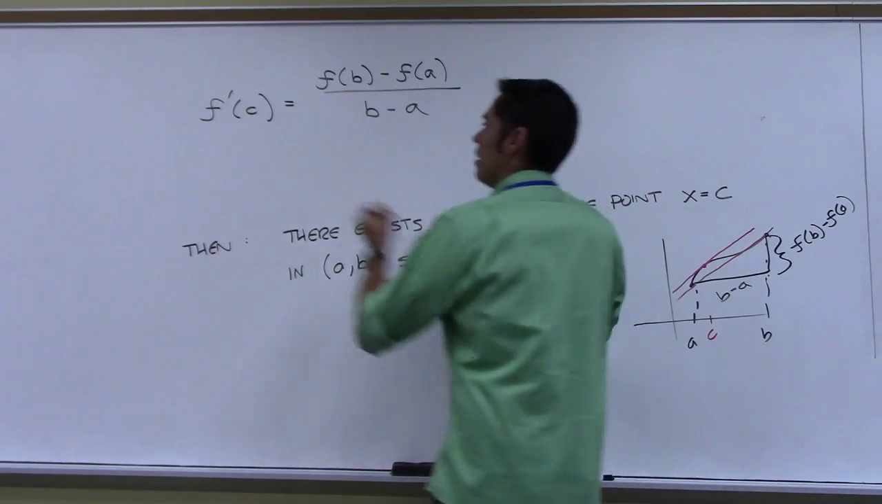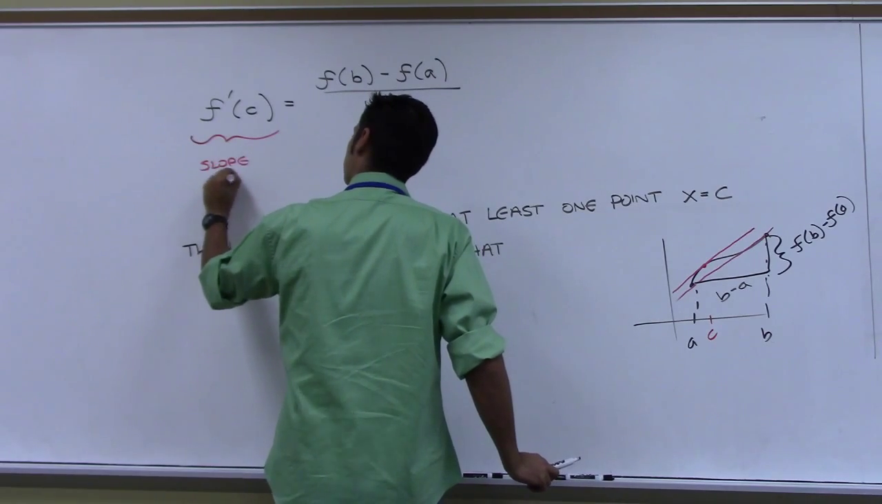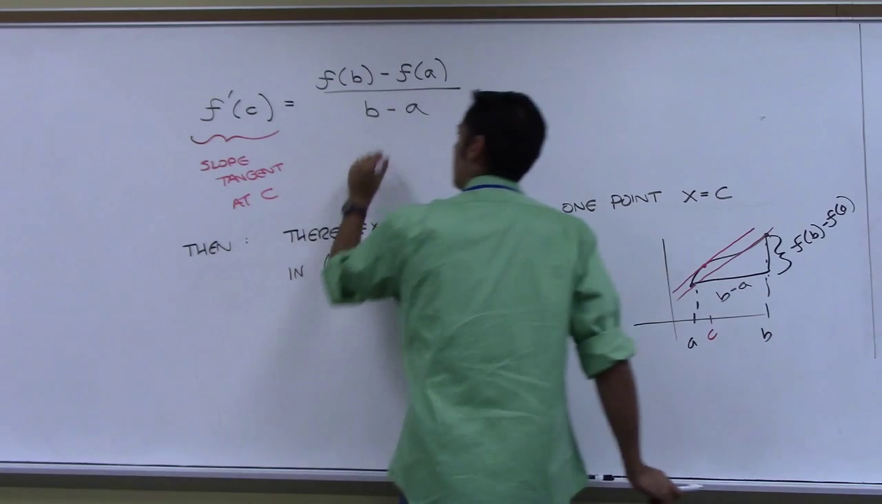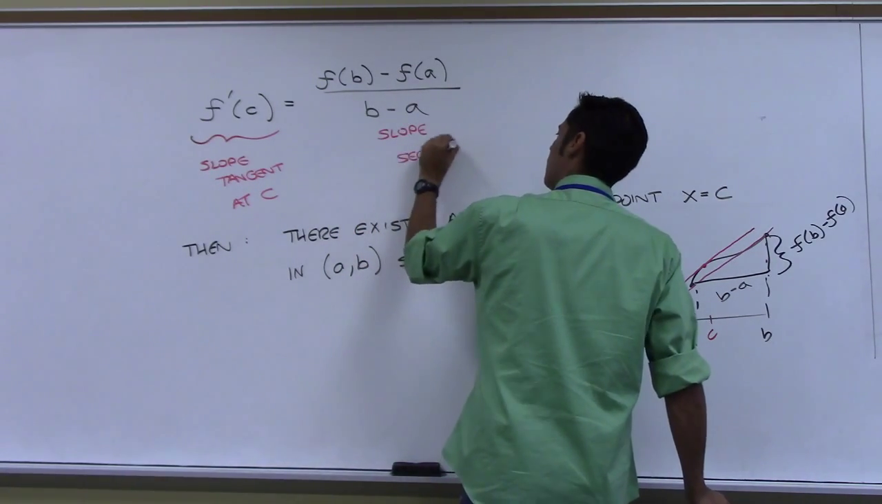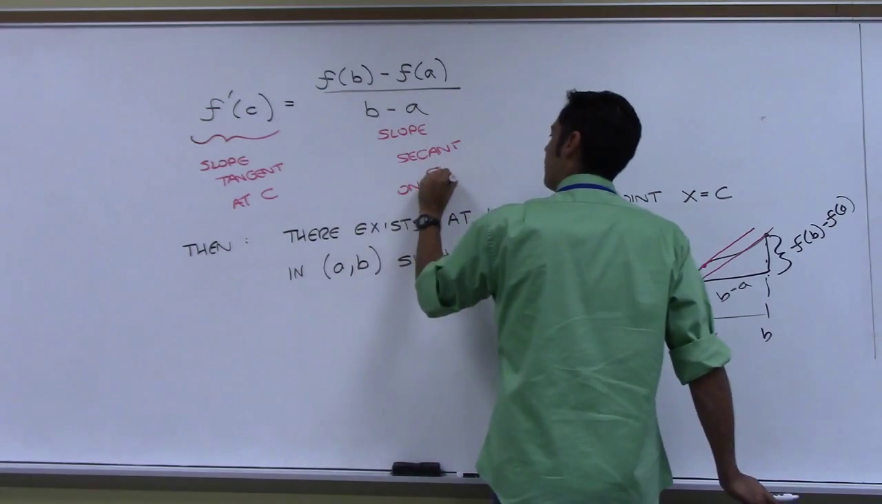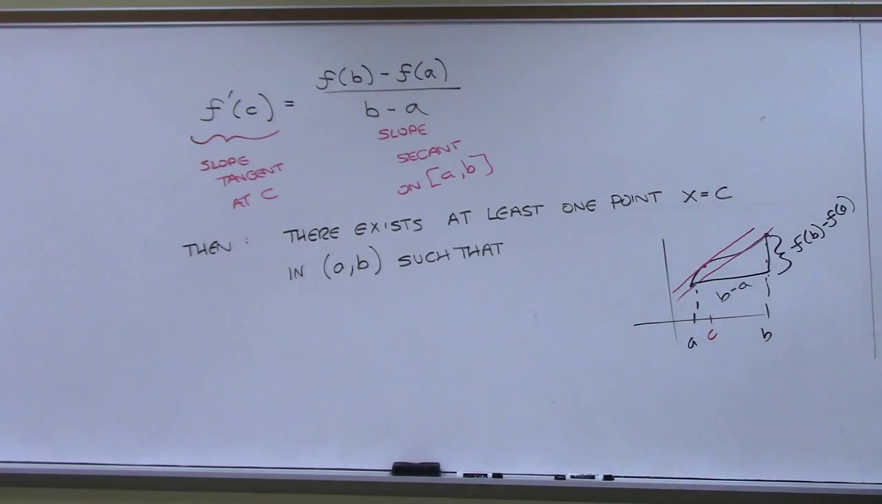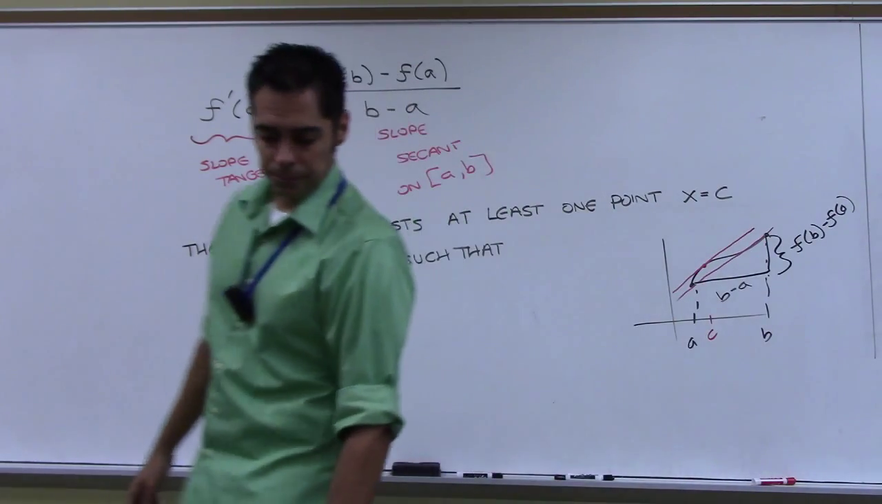So that's what this is saying. This is the slope of the tangent at C is equal to the slope of the secant on AB. So connecting the two ends. You see it? All right. That's the mean value theorem.